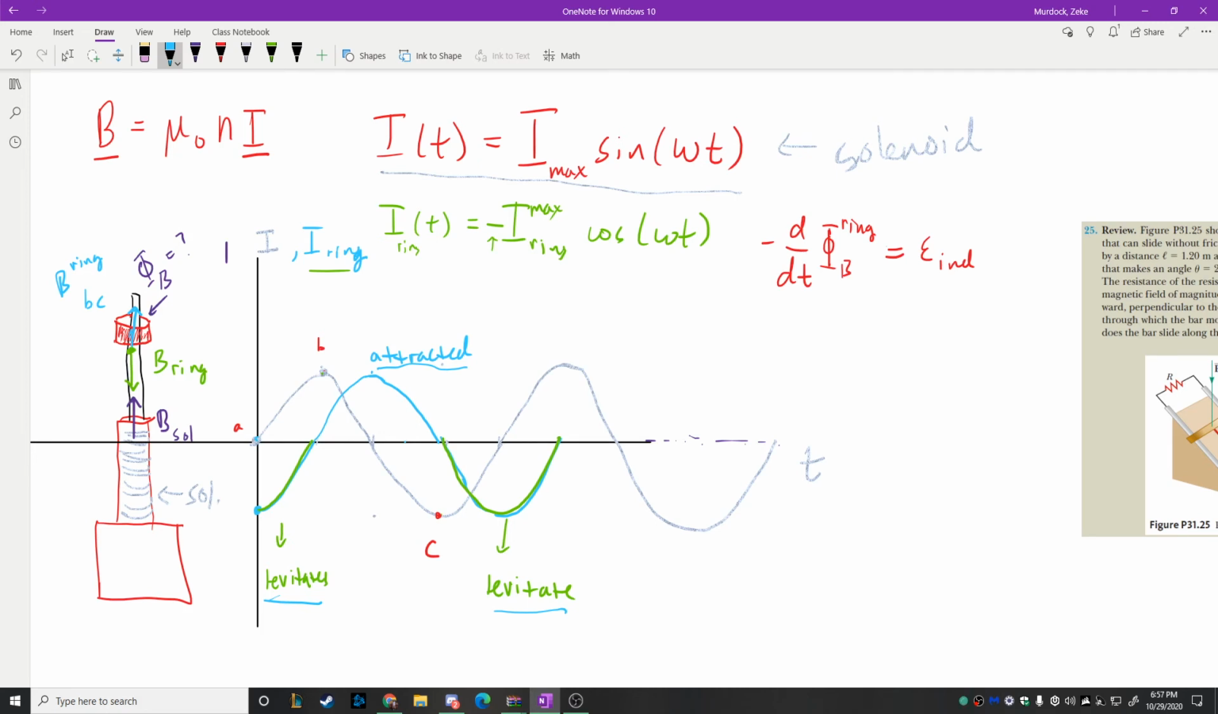Why does it end up staying up as opposed to falling down, you know? Why does it end up staying up instead of falling down?